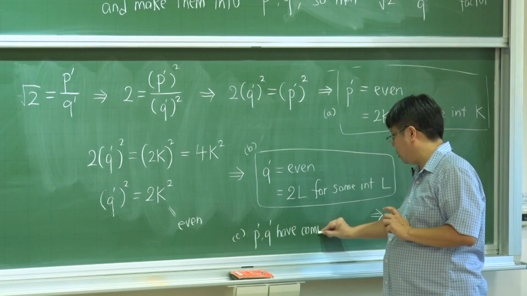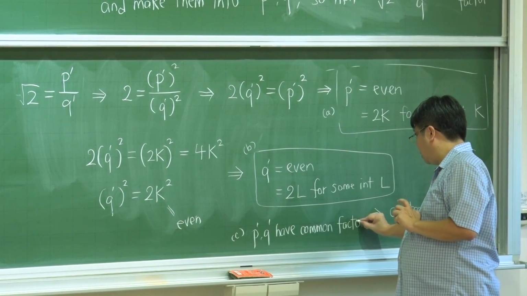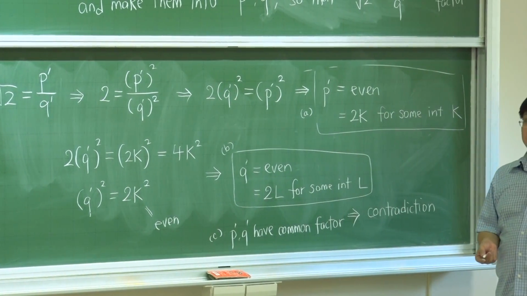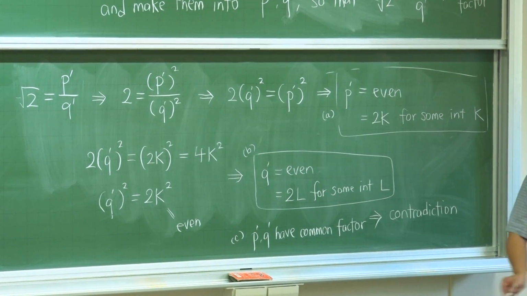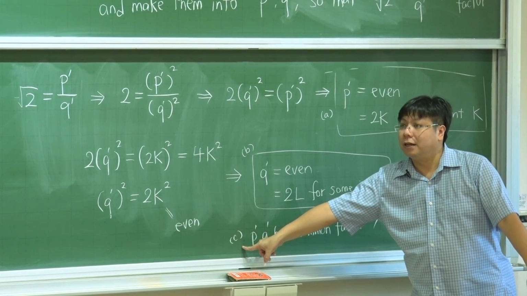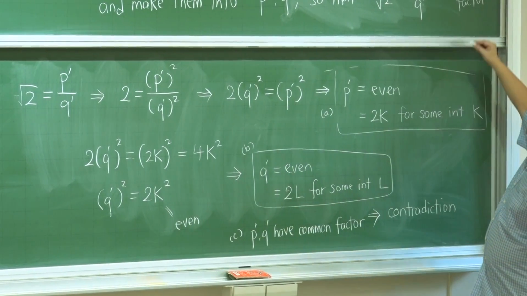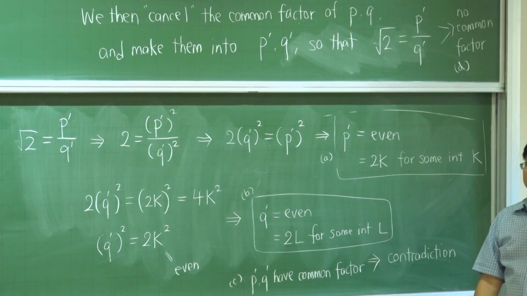common factor because both of them are even numbers. So the common factor, there is at least a common factor of 2. Is that okay? Now this is the sentence C. Sentence C is still no problem. But together with this sentence D, then there is a problem.